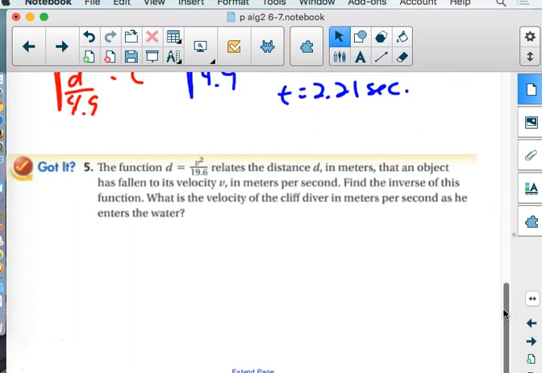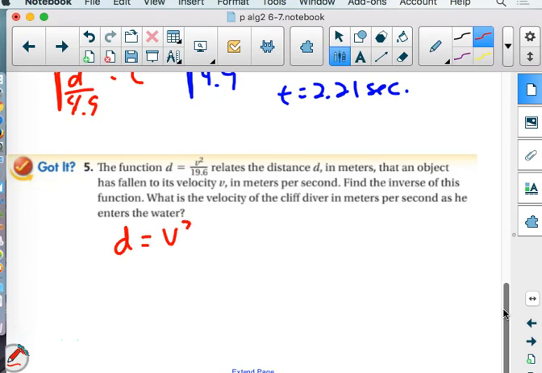All right, let's look at number 5. The function d equals v squared over 19.6 relates the distance d in meters that an object has fallen to its velocity v in meters per second. Find the inverse of this function, and then we'll do the cliff diver thing again. So, help me out. How do we get v?